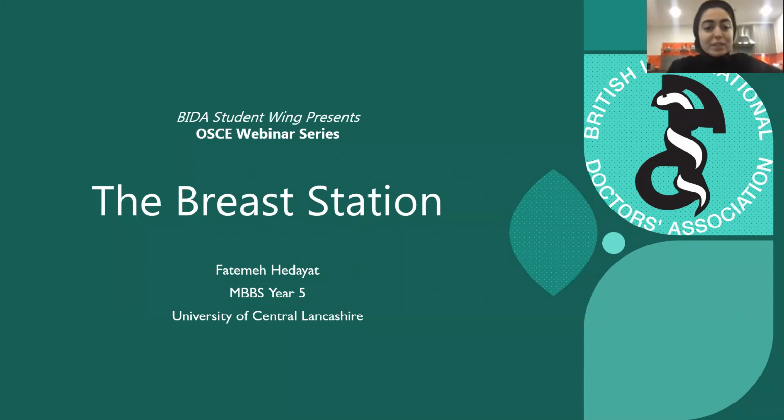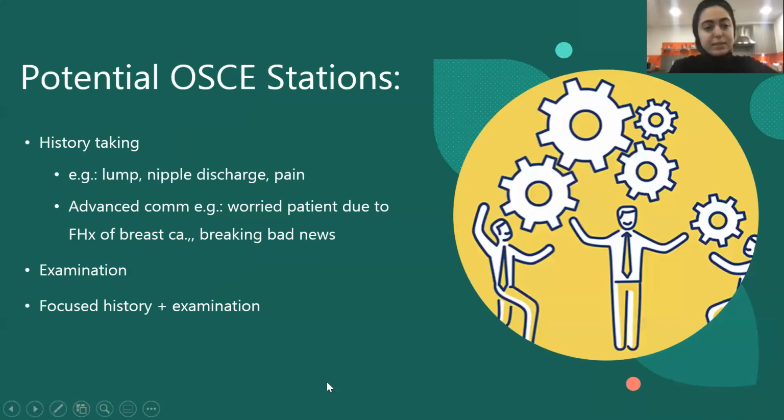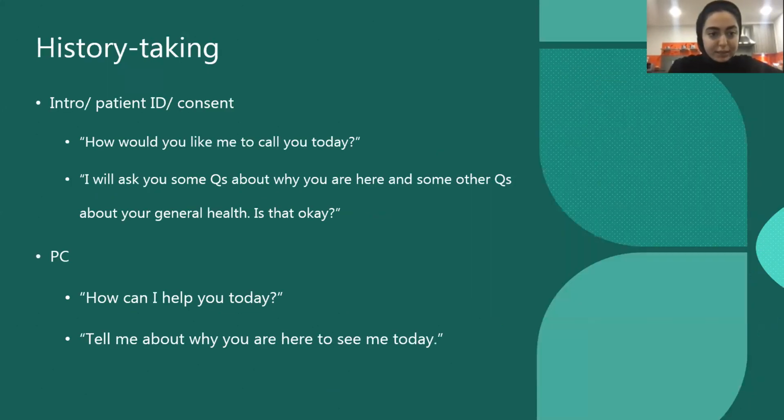And today we're going to discuss the breast station. This topic can come up in three forms in your OSCEs. It can come up as a history-taking station or an examination station. And if you are in your penultimate or final year, it can come up as a focused history plus examination. So we'll start with history taking.